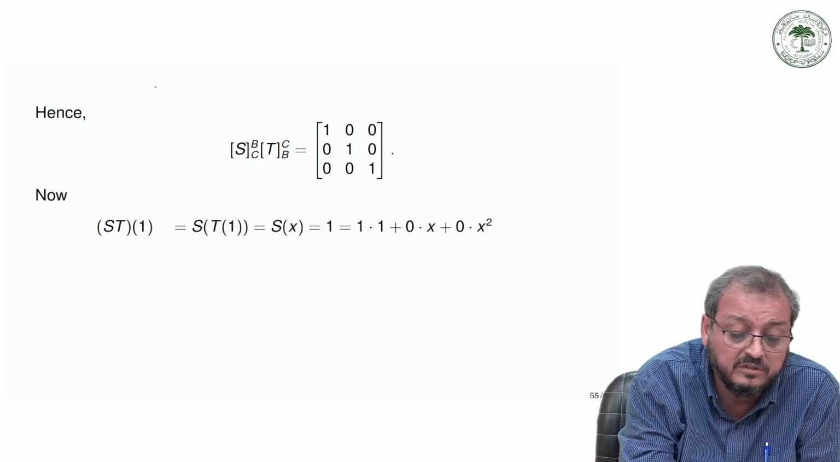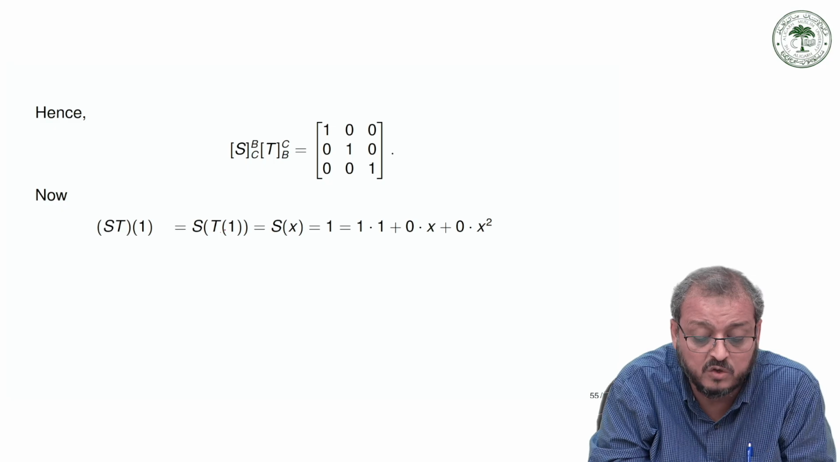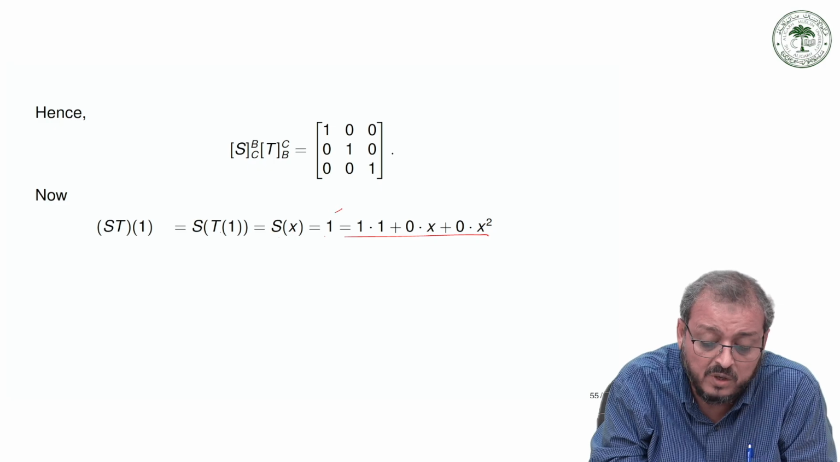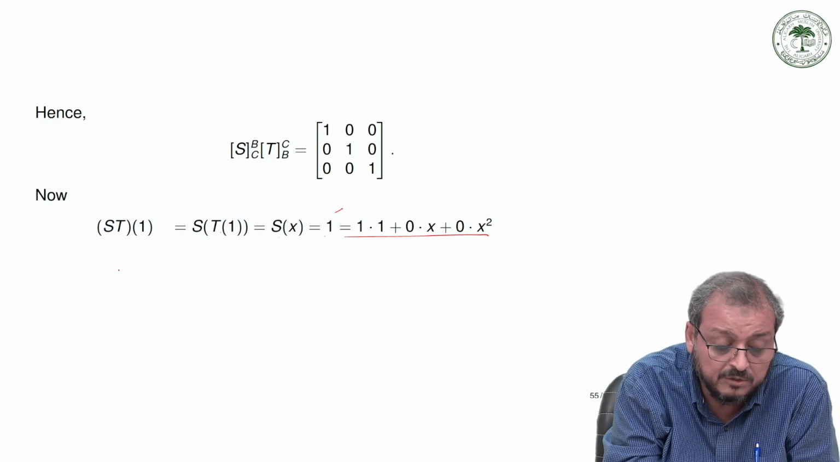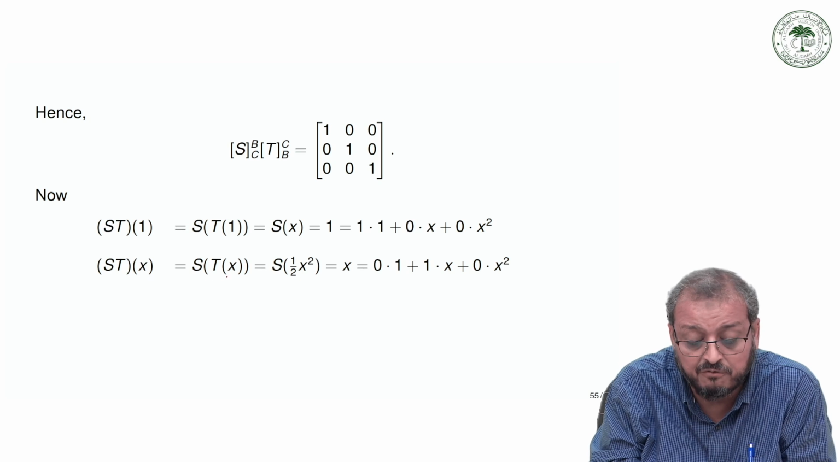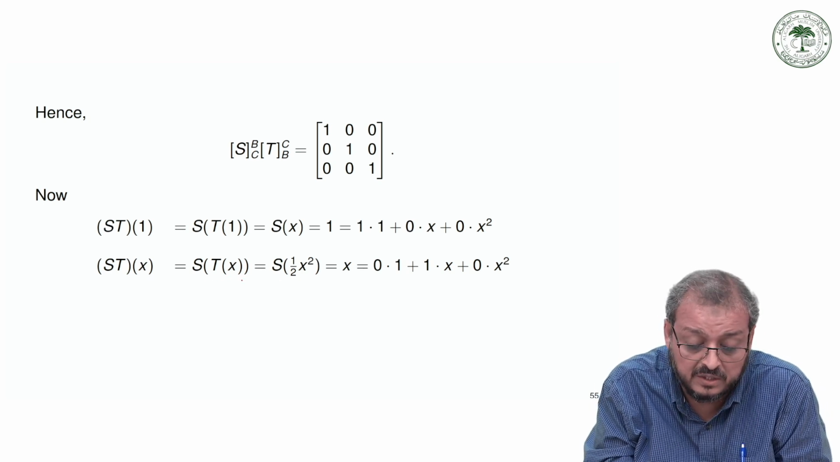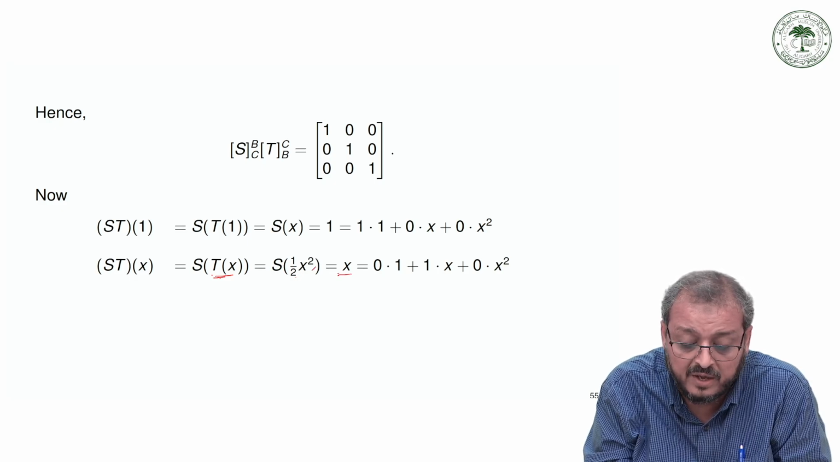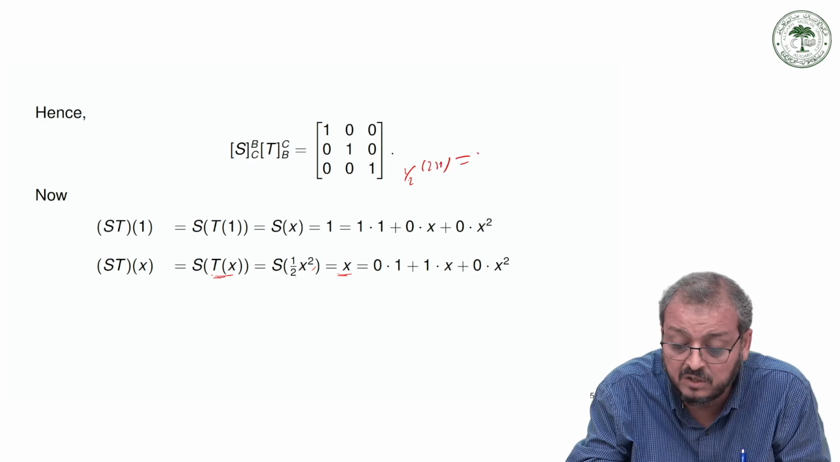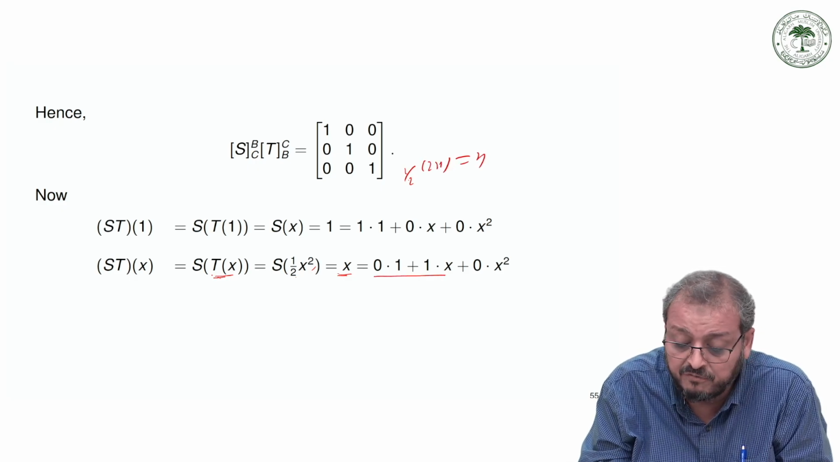T is the integration, so the integration of 1 is equal to x. So S of T of 1 is the derivative of x, which is equal to 1, written in this form. In a similar fashion, we calculate ST of x. T of x is the integration of x, which is 1 by 2 x square, and if we take the derivative of this, again we have x. So 1 by 2 into 2x is equal to x, written in this form.